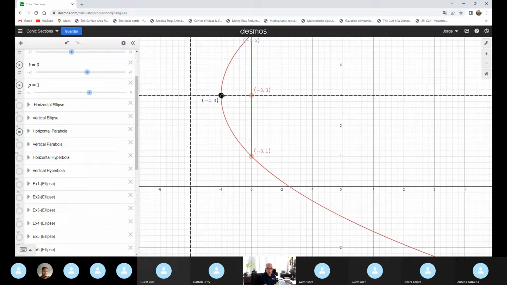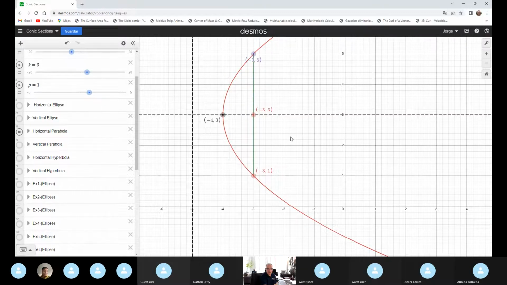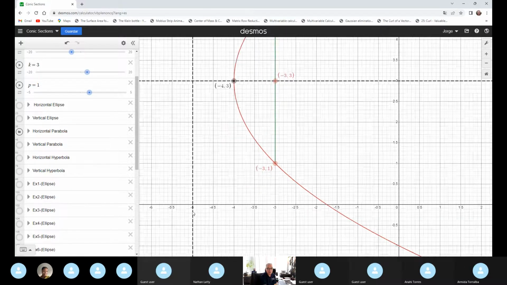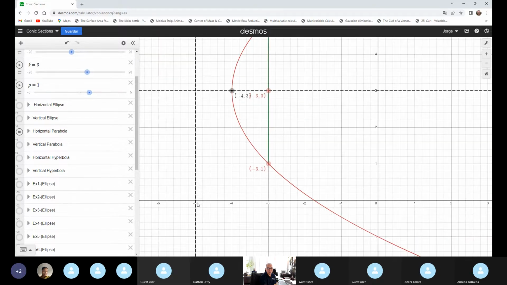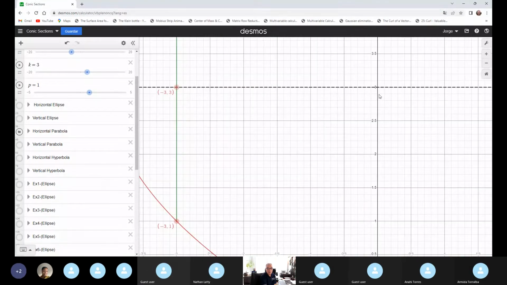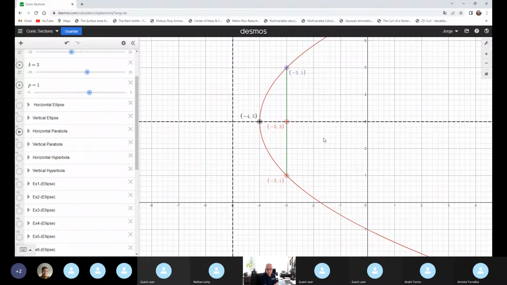Vertex, negative 4, 3. Focus, negative 3, 3. Endpoints of the focal diameter, negative 3, 5 and negative 3, 1. Directrix is a line, x equals negative 5. Look at that, negative 5. And the symmetry axis is the horizontal line, y equals 3. Look at that. Super cool. We are the best.